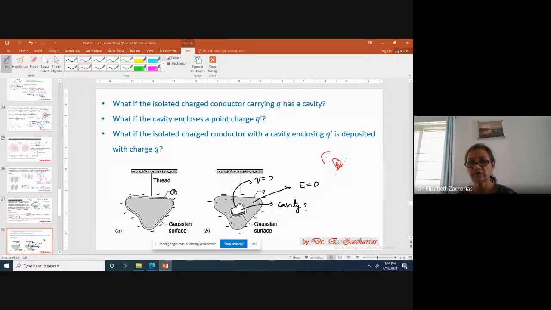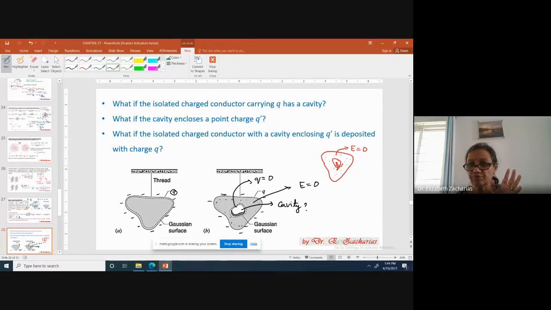So this is my conductor. This is my cavity. There is a point charge Q prime. Now, everywhere here, the electric field has to be zero. That is called electrostatic equilibrium. How will that happen? That will happen if, please remember, this is a conductor. Because it's a conductor, it already has an equal number of electrons and protons. And electrons can move, you know that also.